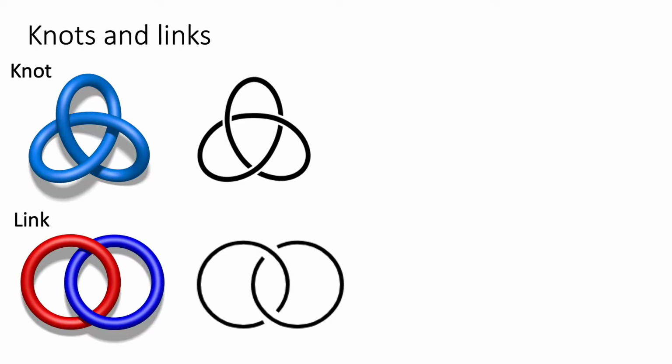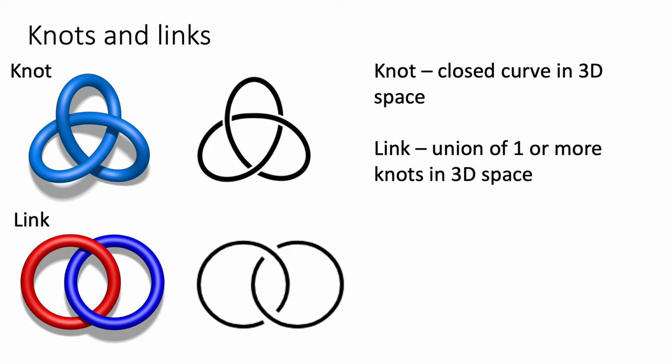Linking number is important in DNA and protein folding. This video will explain how to calculate linking number. Linking number can be calculated for knots and links. Links are made from one or more knots, which are just closed curves in 3D space.